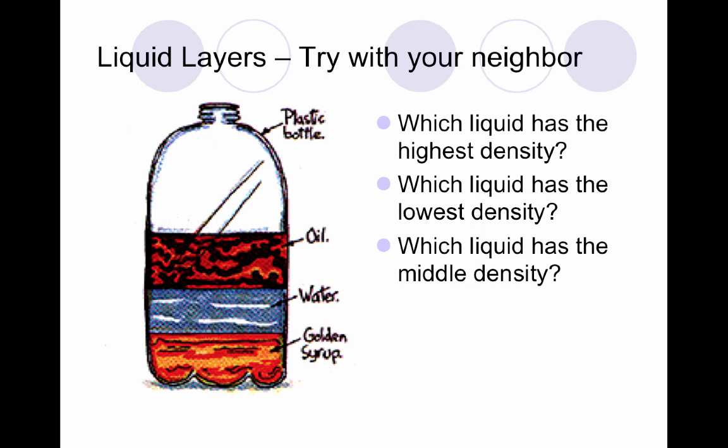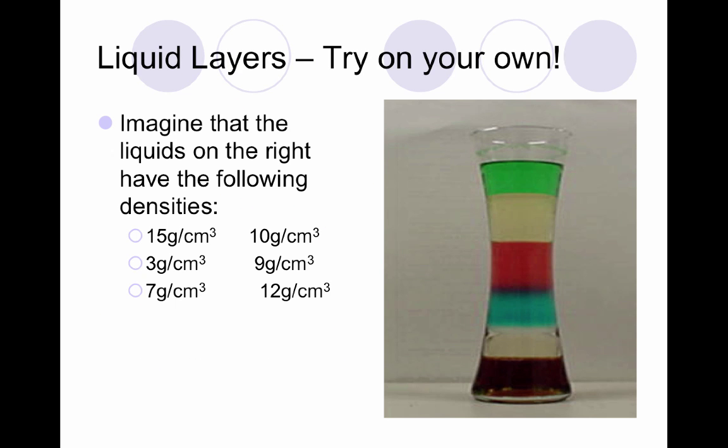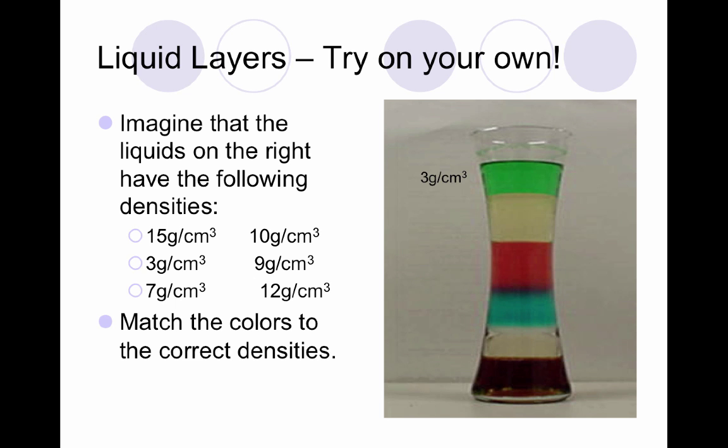Here's another picture, another practice. Which liquid has the highest density? Which liquid has the lowest density? Which liquid has a middle density? We're going to try another one here. Imagine that we have the liquids on the right and we know some densities. We're going to try to match them with their correct color: green, tan, red, blue, clear, and brown.